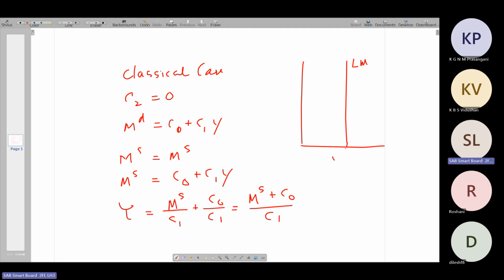At this point, Y equals MS plus C0 divided by C1. So that is the classical case, where C2 is 0. The LM curve becomes vertical, and monetary policies are not effective. So that is the classical case.